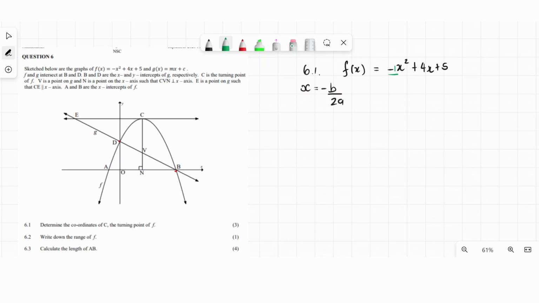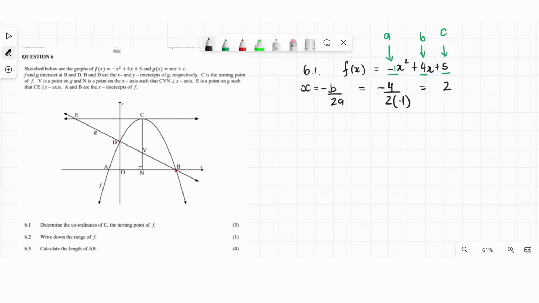Our b is the coefficient of x, which is this one, and c is the constant, right? So this is a, this is going to be your b, and this one is going to be your c. We need a and b, so we're going to substitute a and b here, which is going to be -4 divided by 2a, which is -1, right? And you're going to get your x being equal to +2.